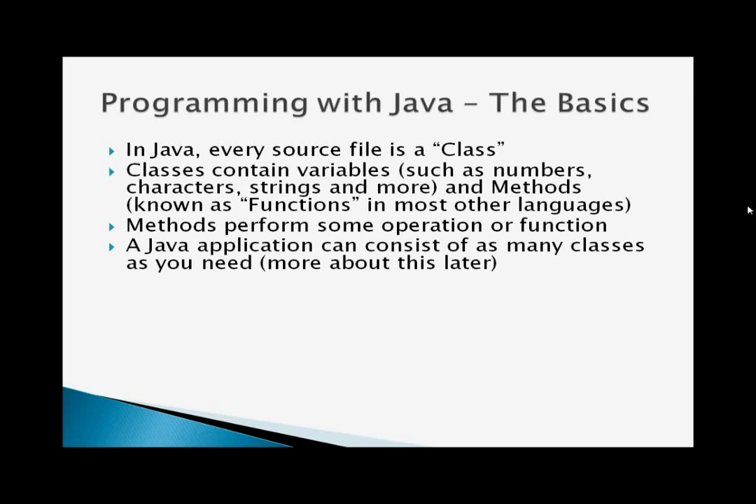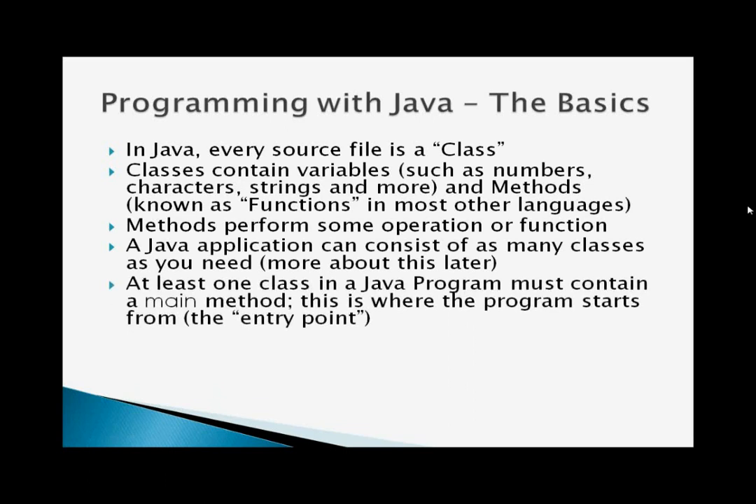And at least one class in the Java program must contain a main method. This is where the program starts from. It's what we call the entry point in computer programming. When you run the program, that's where it begins from, and from there you can set it to go to one function or another, or one method to another, create new classes, variables, etc. But the main method is always going to be the starting point.